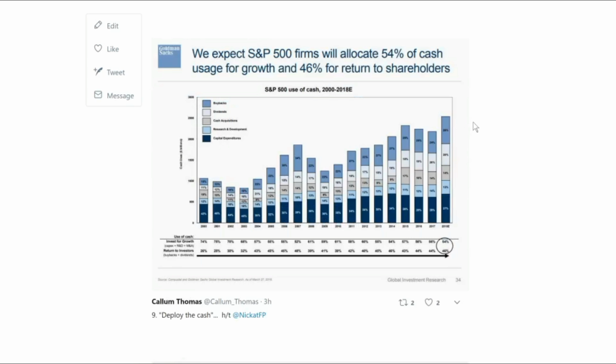This interesting picture shows you how S&P 500 companies have used their cash and are expected to use their cash in 2018. You can see there that the companies are expected to return about 46% of their cash to shareholders through dividends and buybacks, and that is its highest it's been since back in 2014.